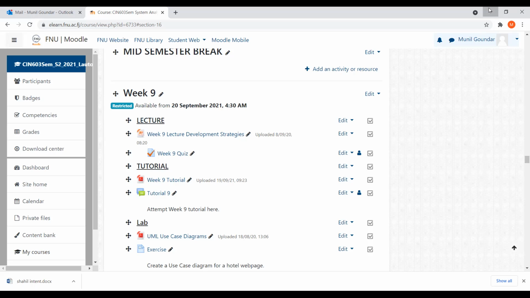Next question. List down some pros and cons, C-O-N-S, that means advantages and disadvantages, of in-house software development.